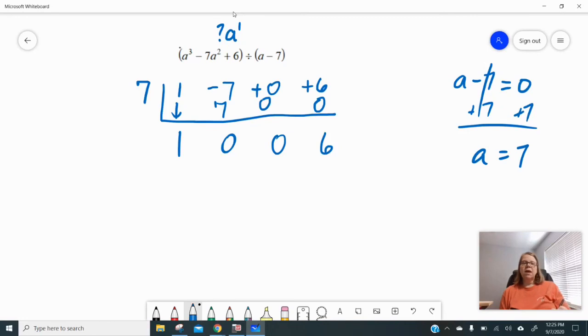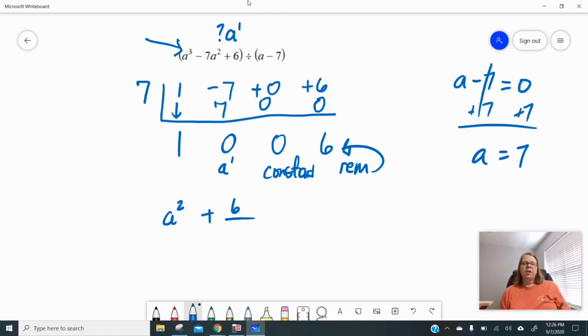Okay, so if this started out a cubed, then I know my first term is going to start a squared because it's going to go down 1 in the exponent. And so this is 1. You could put 1a squared, but just know that in your final answer simplified, you're not going to see the 1 in front. It's just going to be a squared. And then this is a to the first, and this is the constant. And then this is the remainder. So I don't have anything else to add except for my remainder. And the remainder is 6 over whatever I divided by. So a minus 7. And that is that.